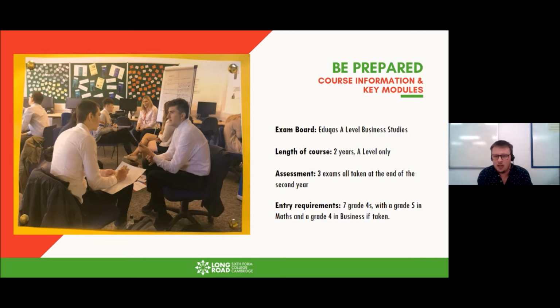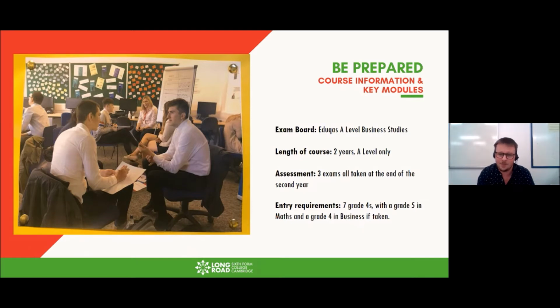The length of the course, we are looking at a 2-year course. We don't do the AS qualification in the first year and then move on to the A-level qualification in the second year. It is a 2-year course. So the information and the topics and the content you start studying on your very first day, you need to remember it and retain it and make sure you're revising it, because that could be something you are later examined on at your exams at the end of your second year.